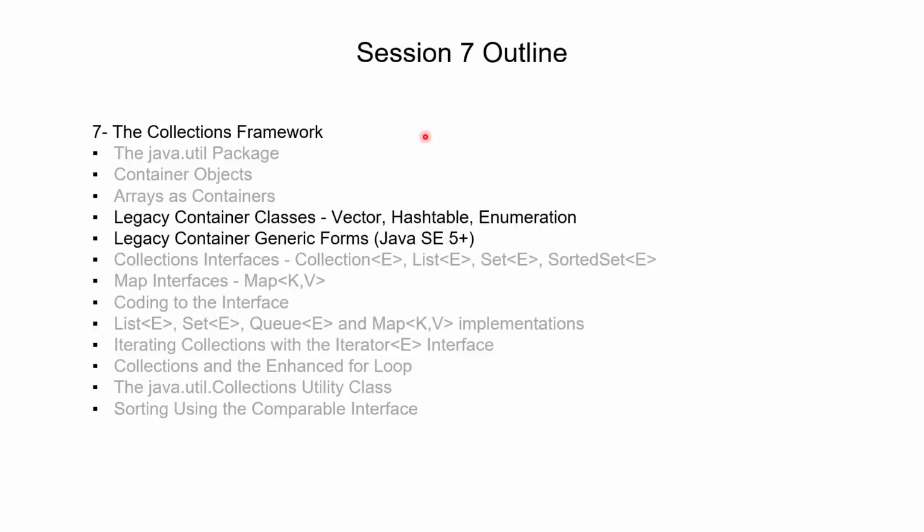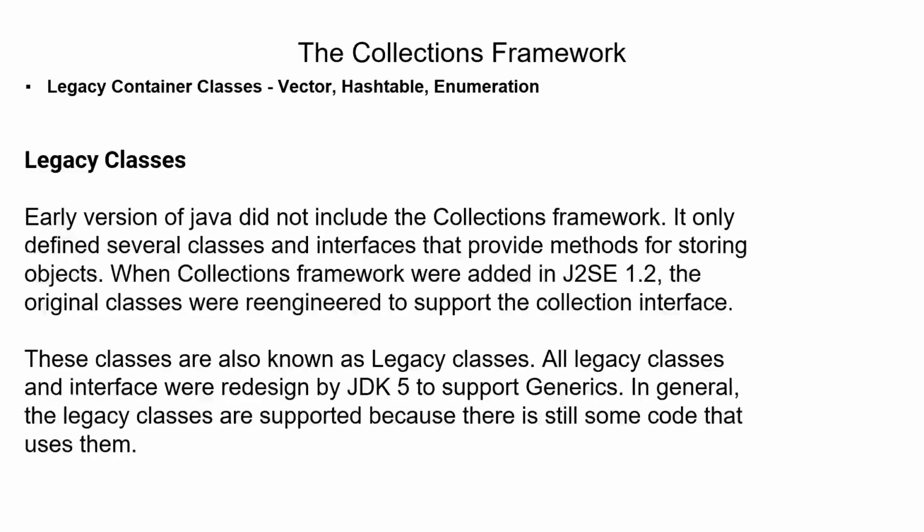In our next presentation of Session 7, we're going to discuss container collections: vector, hashtable, and enumeration, as well as generic forms from Java 5. The legacy class containers: vector, hashtable, and enumeration. So let's discuss legacy classes.